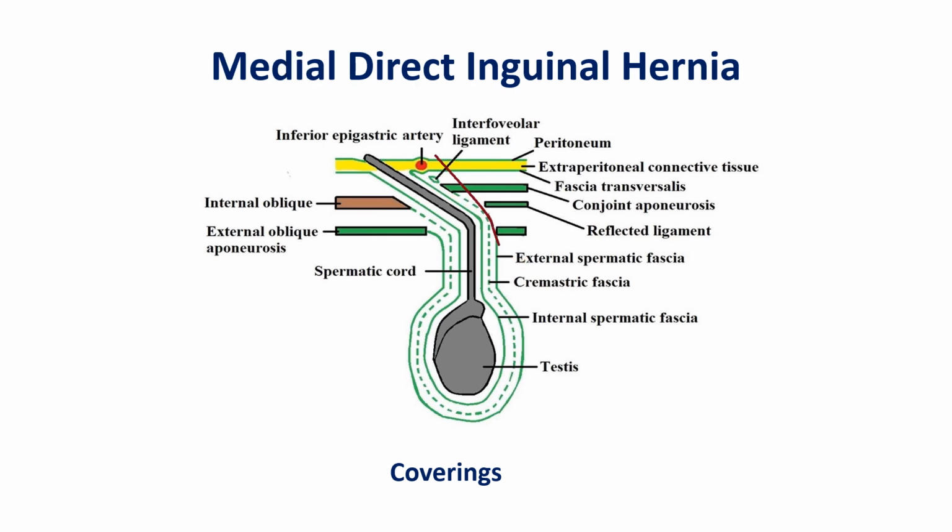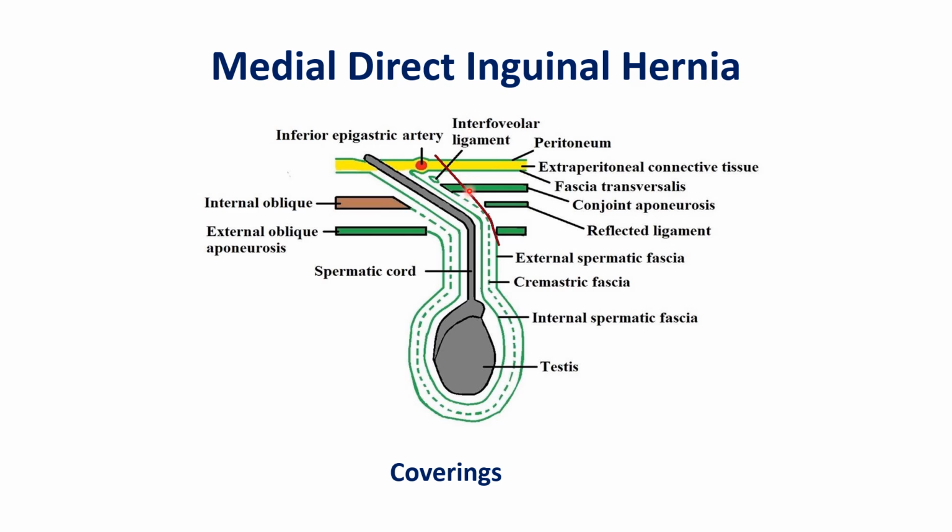This diagram is showing the coverings of the medial direct inguinal hernia. So the line of descent is shown by this line here, and see the coverings in this case. They are peritoneum, extraperitoneal connective tissue, fascia transversalis. Then we have the conjoint tendon.